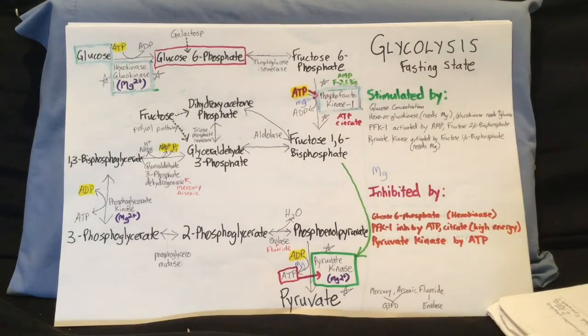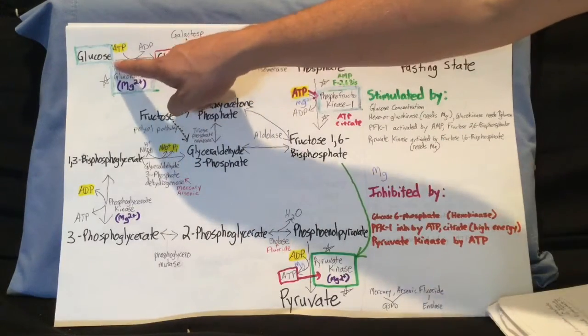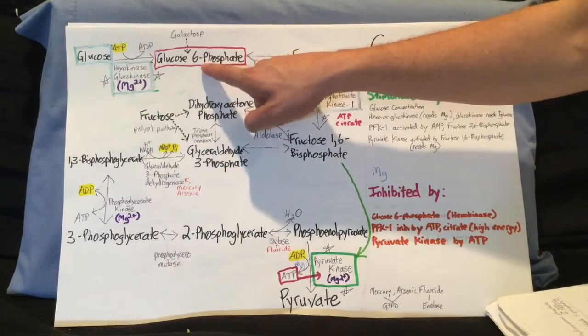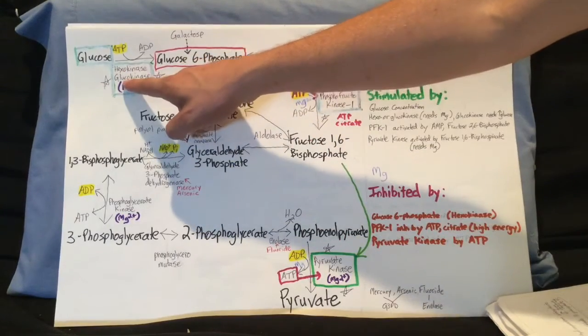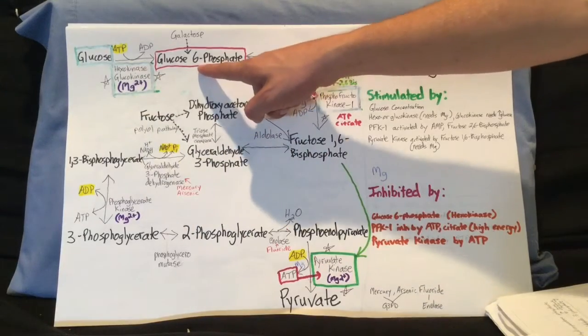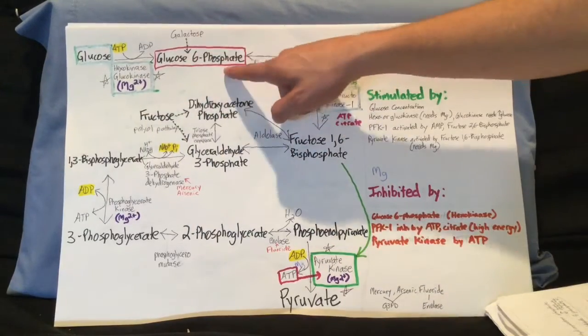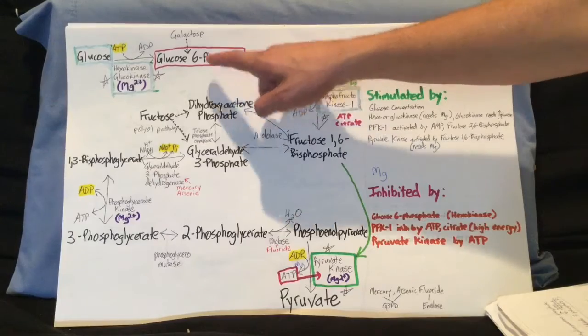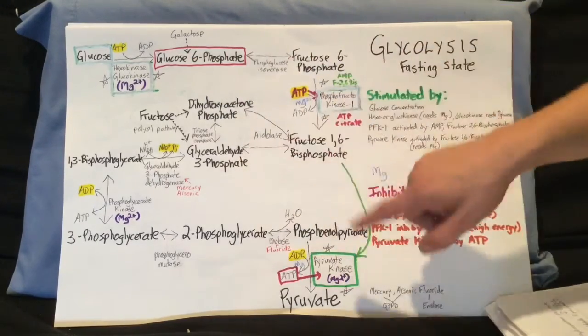So, rate-limiting steps of glycolysis. We have glucose in the blood. It gets taken into the cell, becomes phosphorylated by either hexokinase or glucokinase if we're talking about the liver. They need magnesium to do their job. Now glucose 6-phosphate is inside the cell. The reason this is rate limiting is because this cannot leave the cell as it is. So it's going to tend to progress through the rest of the pathway.